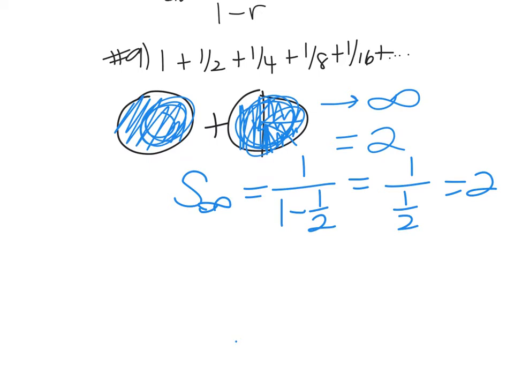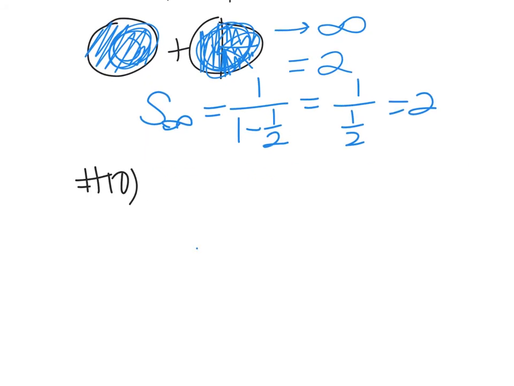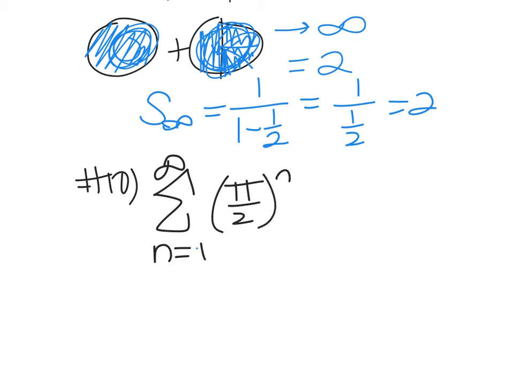Okay, so let's do number 10. Don't let them trick you, though. I'll show you what I mean by tricking you. They'll do something like this. By they, I mean me. Don't let me trick you. I'll go n equals 1 to infinity, and I'll go pi over 2 to the n, and I'll say find the infinite sum of that.